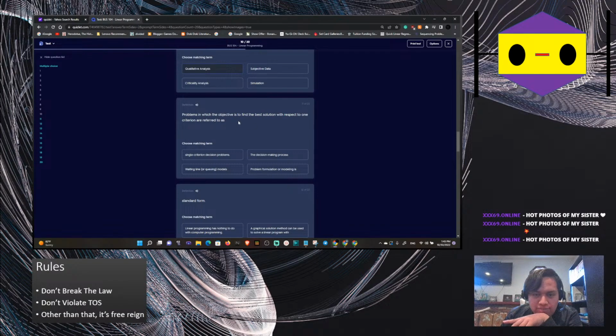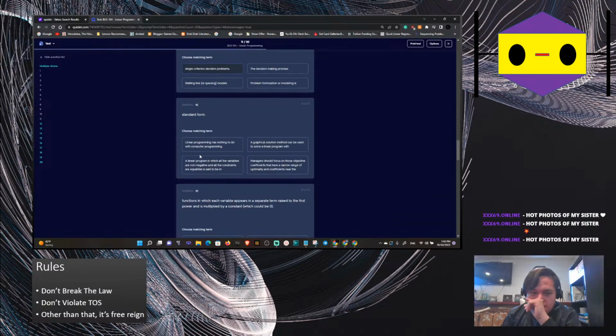Problems in which the objective is to find the best solution with respect to one criterion are referred to as what? Single criterion decision problems. Standard form.